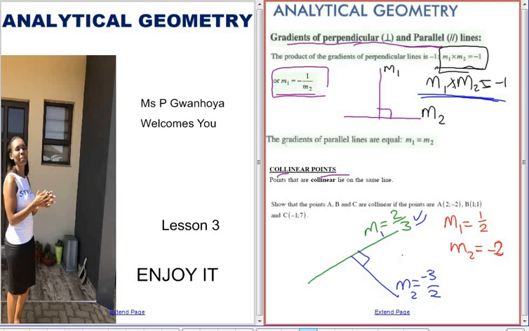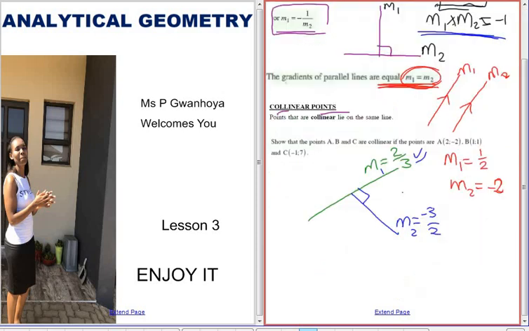The interesting one is for parallel lines. If lines are parallel, just like this, we already know that these ones will have the same gradient. So the gradient of this line and the gradient of that line will be exactly the same. That is what we know about parallel lines. Very simple to remember. Perhaps you've forgotten from your lower grades, if you've got collinear points, it just means that they lie on the same line, really.